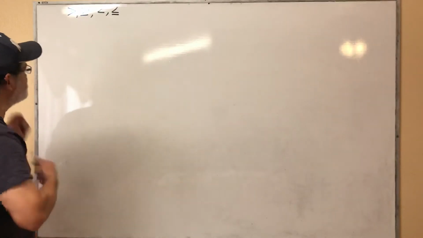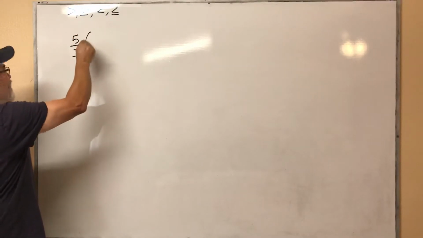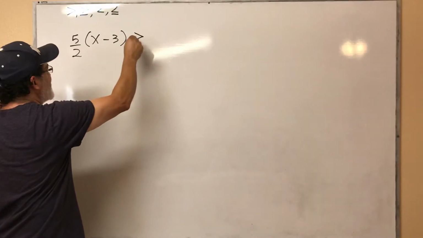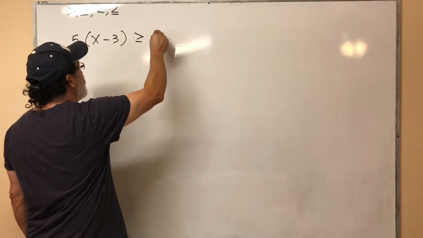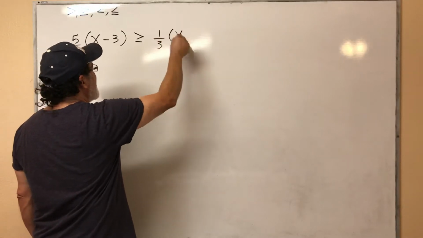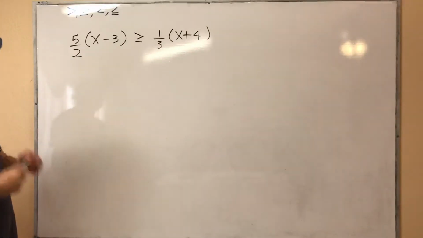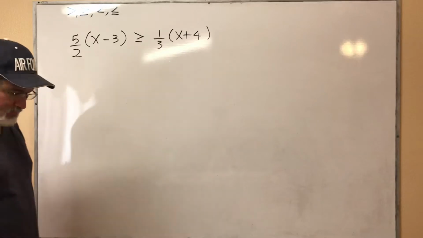So for example, 5/2 times x minus 3 is greater than or equal to 1/3 times x plus 4. This is an inequality.